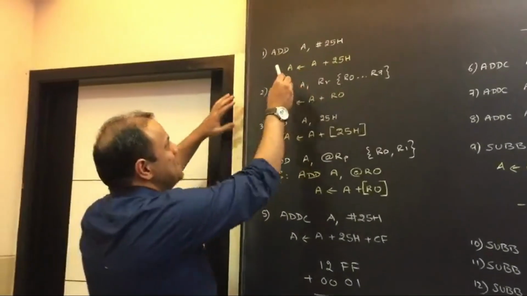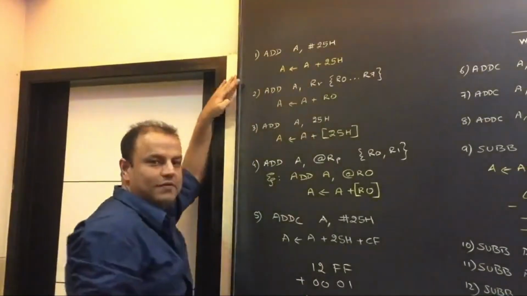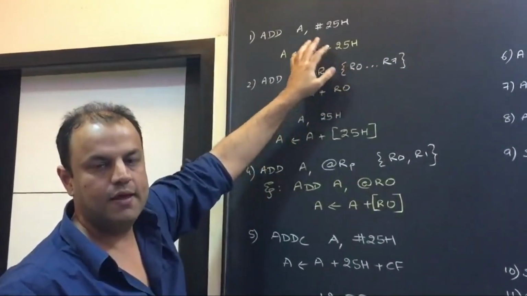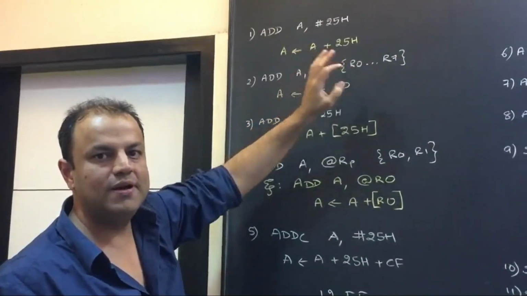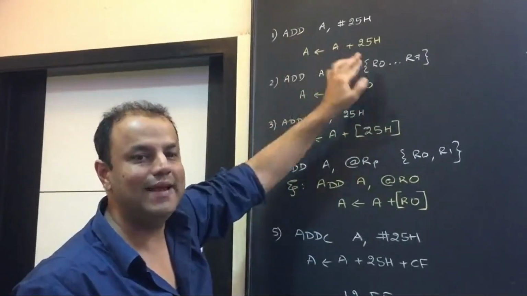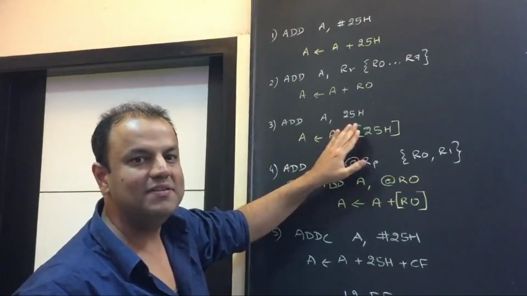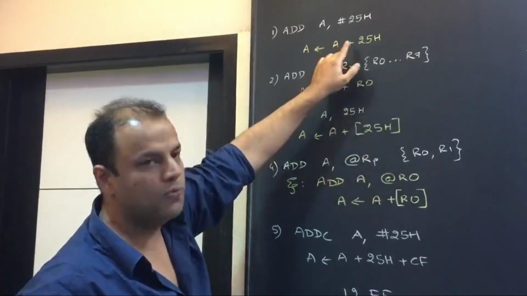Now you got it. Now when you write add A comma #25, you're saying add to the A register the number 25. When you put a hash, you're indicating that this is the data. If you don't put a hash, if you just write 25, that means it's an address. We'll come to that later, one by one.